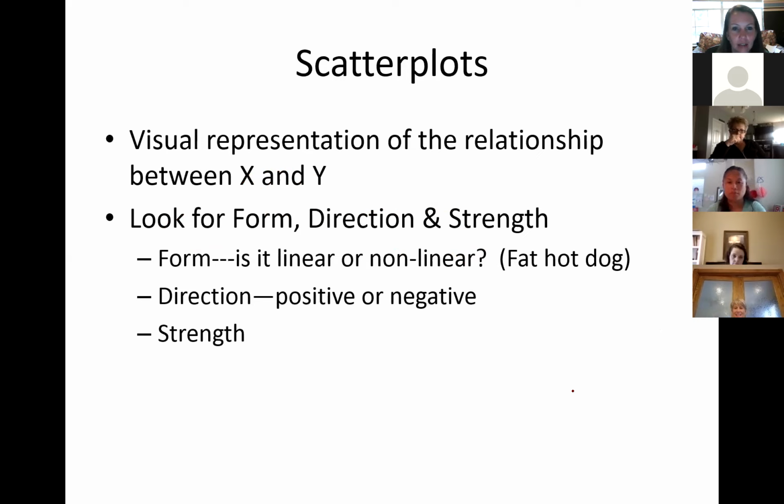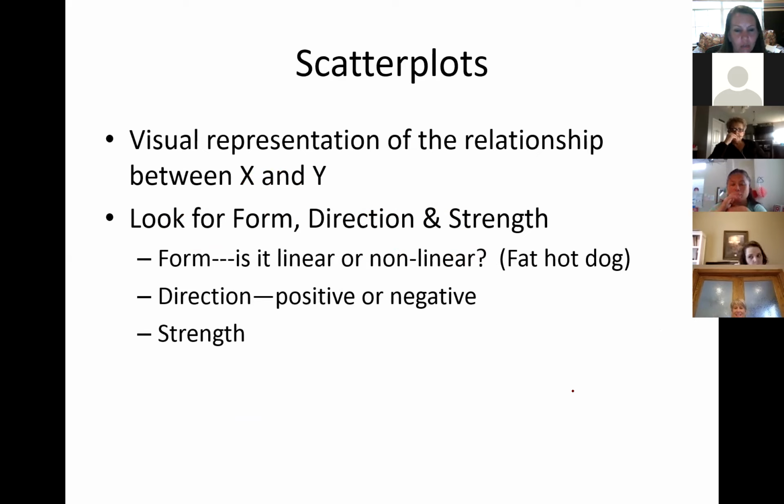The very first thing that we always do with our data is graph it. We're going to describe it graphically. And the type of graph that we use for two quantitative variables is called a scatter plot. There's basically three things that we look for on the scatter plot: form, direction, and strength.